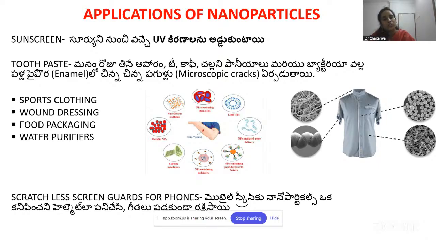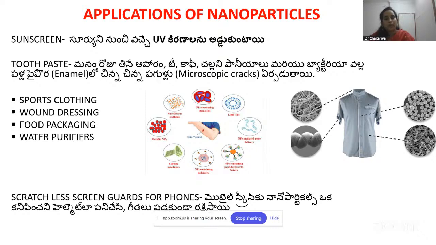There also it will stop the growth of microorganisms, whether it is bacteria, fungi or algae. It will stop the growth of those microorganisms which cause disease. So in that way, the water will get purified due to the presence of nanoparticles in the filters. Okay. And the other common use, I think everyone will be holding their phones in their hands.